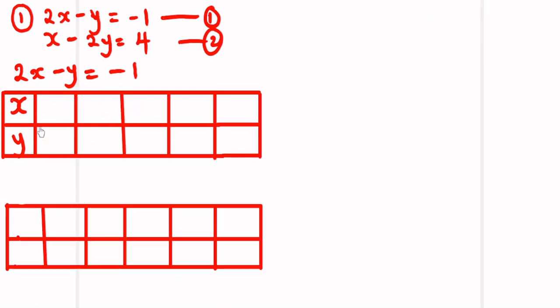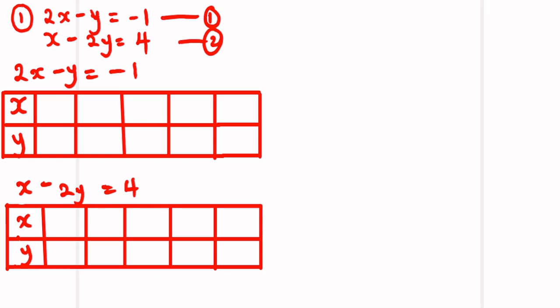So now we've drawn the table. For equation 1, we'll have our x here and y here. So this is what our equation 1 is. Now whatever we do here, we're going to repeat it on equation 2. So for equation 2, we're going to write x minus 2y equal to 4. So we'll have our x and we'll have our y.